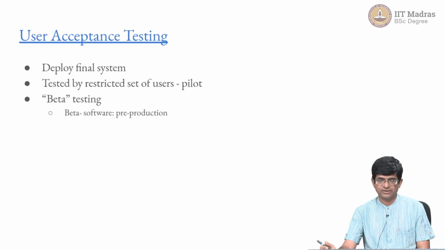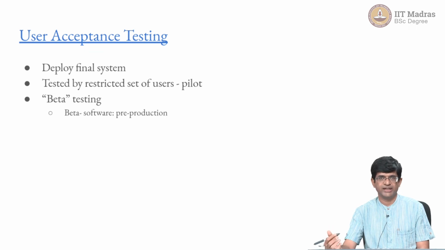And finally, the last form of testing is what's called user acceptance testing, right? Where you deploy the final system, and before actually getting it used in the field, there would typically be a restricted set of users, sometimes called the pilot test cases, who might be doing something called beta testing, right? So a beta version of software is what's usually called a pre-production version, right? Meaning that it is not yet ready for the public to use, but it can be used by people, especially people who are willing to put up with some problems with it once in a while, right?